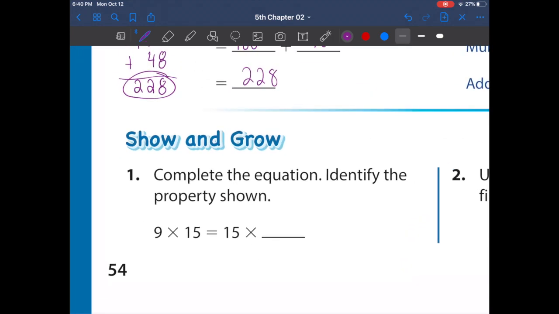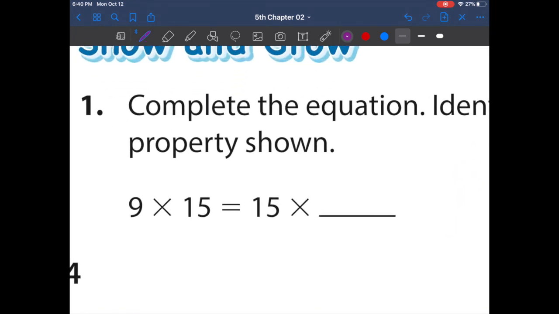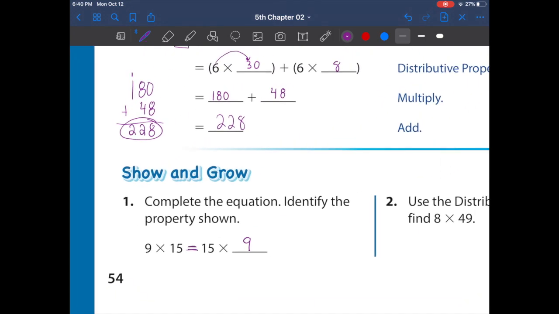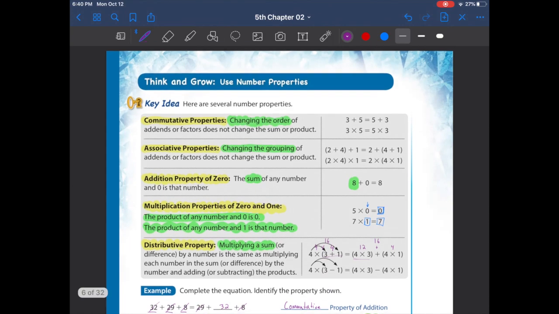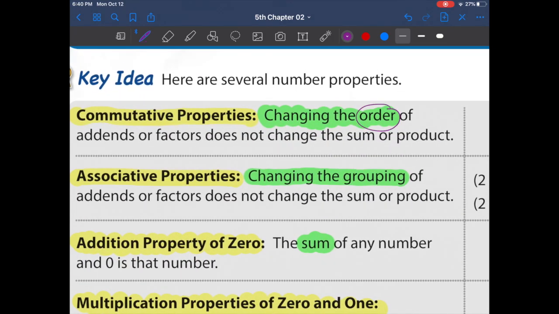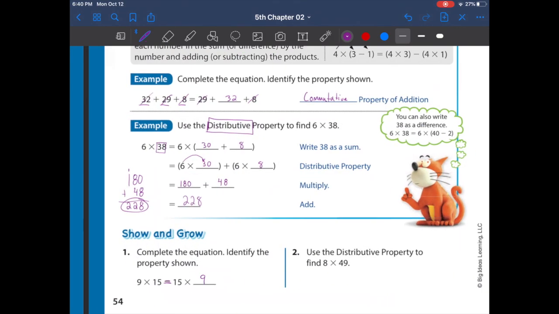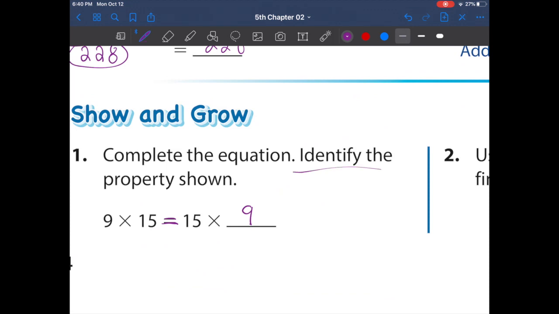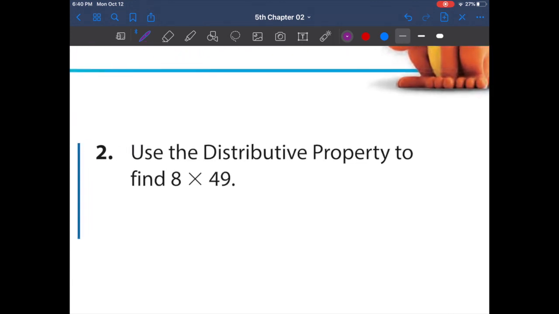In the show and grow section, we are going to use some properties to answer this. So 9 times 15 equals the same thing as 15 times what? 9. Which property is the one where we can move things around? That's the, right, change the order. That's the commutative property. So it says identify the property shown. So that is the commutative property. All right, so we're done with that one.